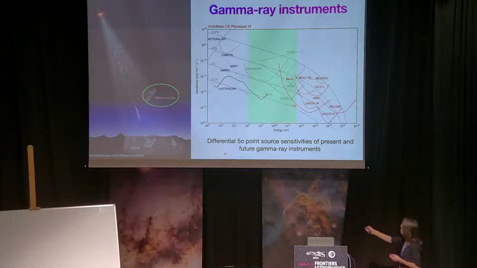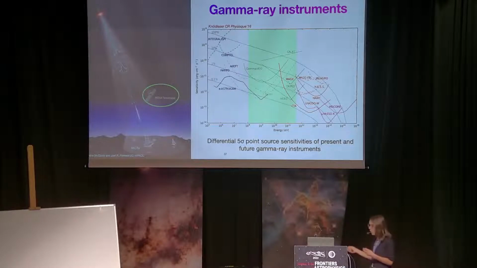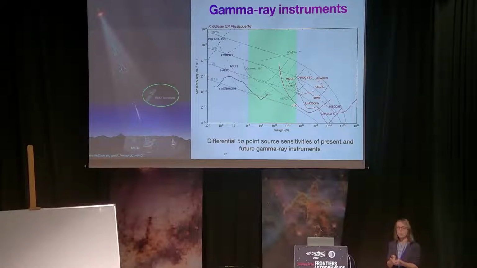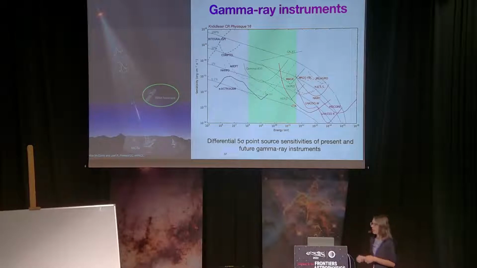In space, you are limited by the fact that you need the photons to be contained within the calorimeter on the detector in space, and so there is a limit and a maximum energy that you can achieve. I will discuss this sub-GeV energy range later on.